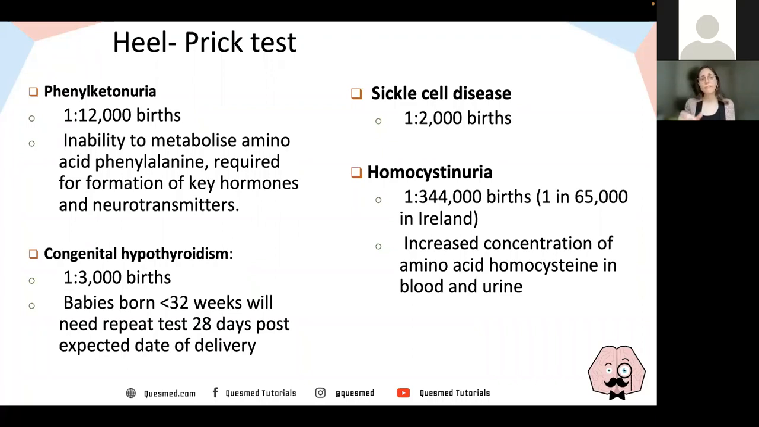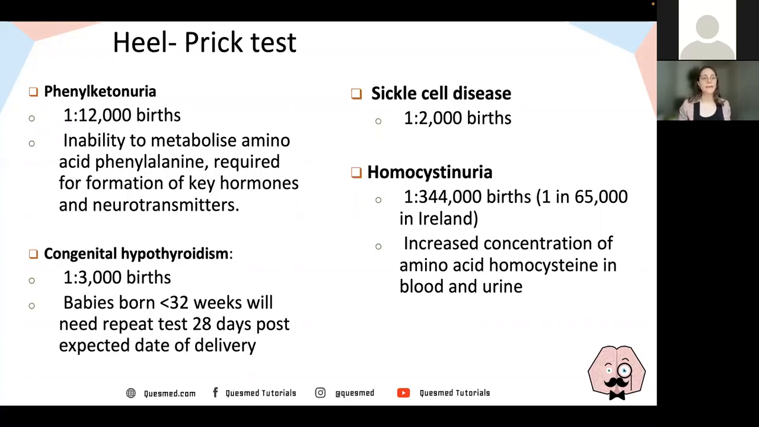So phenylketonuria, which is the inability to metabolize the amino acid phenylalanine, is one of these tests. And if you prescribe a baby a phenylalanine-free diet, then they can live a completely normal life. But if you don't, like I mentioned, they can have pretty profound learning difficulties and disabilities later in life. Similarly with homocystinuria, which is an increased concentration of the amino acid homocysteine in blood and urine. So again, you'd have to have a specific amino acid free diet.